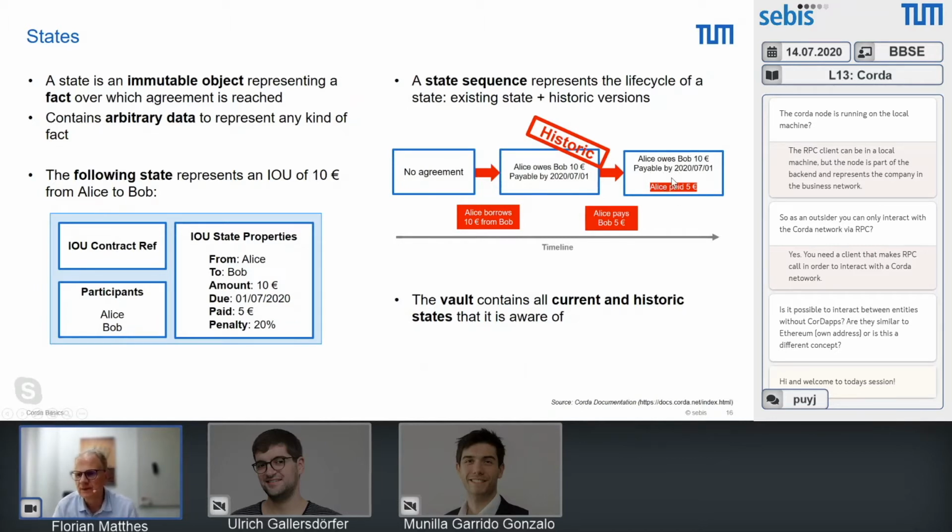It's important that the state object also knows in which vault it is stored, because it's a distributed system and we have to keep track of which vault it's contained in. I think that should explain the story here: we now get these historic states, which allow us to monitor the evolution of a shared set of facts.